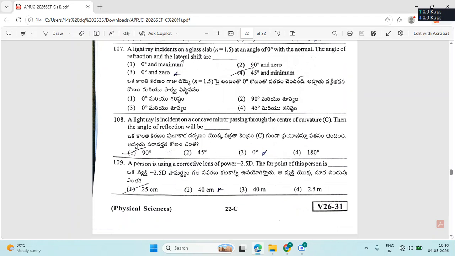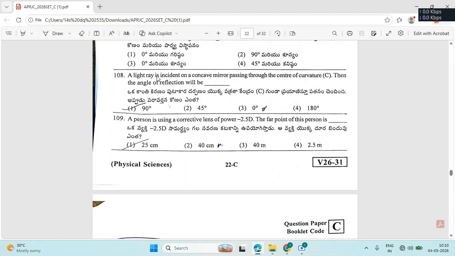A light ray is incident on a glass slab, n equal to 1.5, at an angle of 0 degrees with the normal. The angle of refraction and the lateral shift are: 0 degrees and maximum; 90 degrees and 0; 0 degrees and 0; 45 degrees and minimum. The correct option is 0 degrees and 0. Option 3 is correct. The answer is 0 degrees and 0.